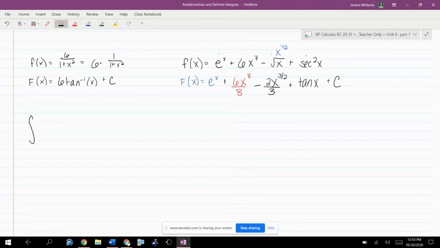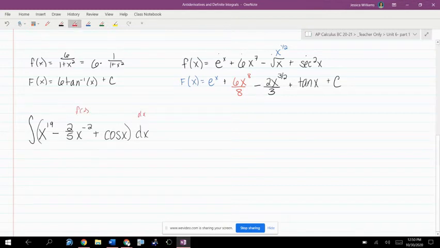So I could put something inside here like x to the 19th minus 2/5 x to the negative second. I don't know, guys. It's Friday. How about a cosine? Remember that your integral notation needs a dx. So this is your f of x, this is your function, and this is your dx. It always has a dx at the end of your integral.